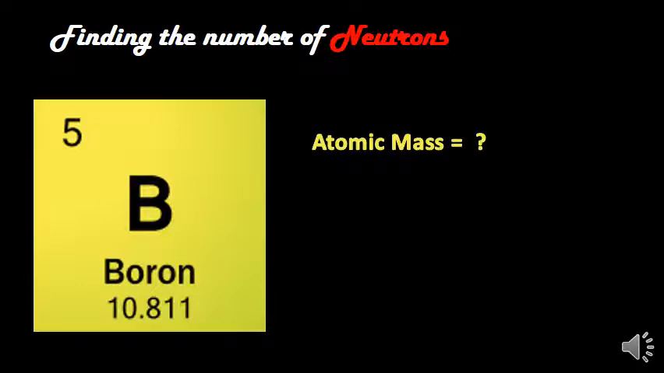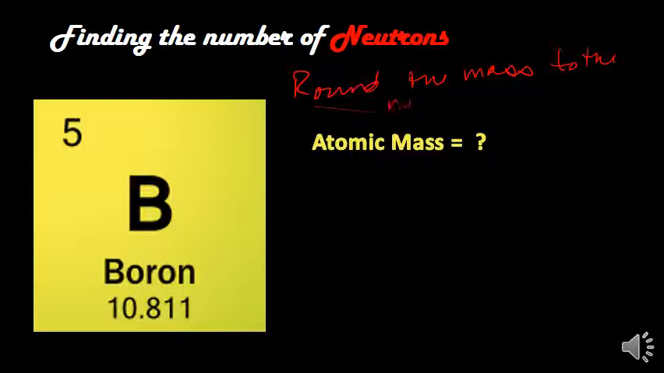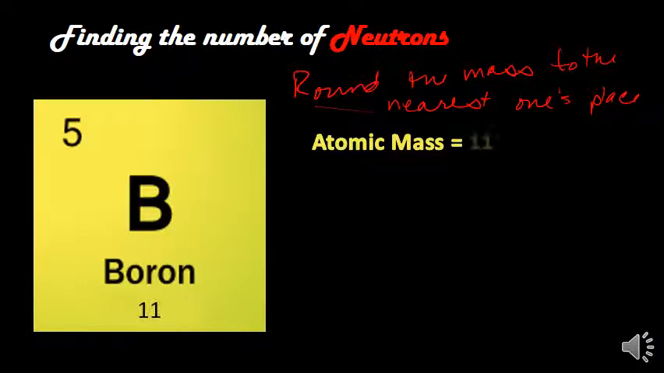Round the mass. Remember, if I write it down, you should too. Round the mass to the nearest ones place. Okay, so the atomic mass is 10.811. Round that to the nearest ones place, you get 11.